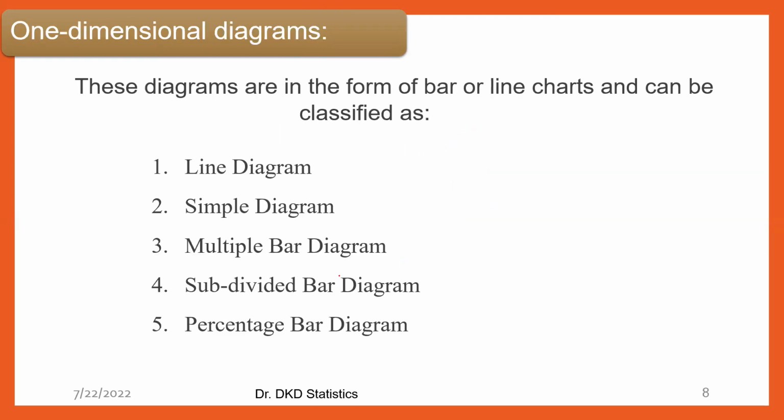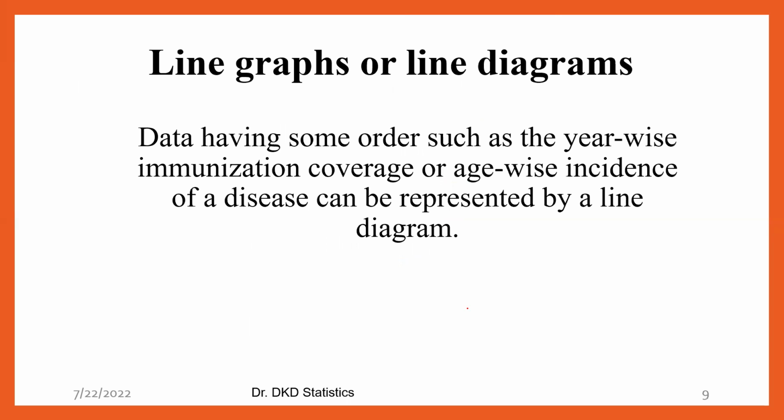Now we'll go for the one-dimensional diagram, like how to create a line diagram, simple diagram, what a multiple bar diagram is, what a subdivided diagram is, percentage bar diagram, different nomenclatures. We'll discuss one by one. Line graphs or line diagrams we can create for data having some order, such as year-wise immunization coverage, or age-wise incidence of disease, which can be represented by a line diagram.